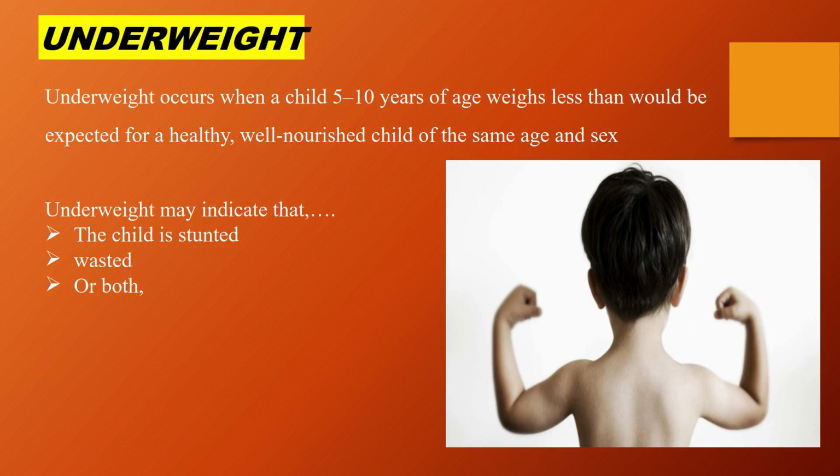Underweight occurs especially in the age group of 5 to 10 years, where the child weighs less for their age. That means, as per the age, the weight of the child is less, and you can compare the weight of a child of that age group to a similar age group child who is healthy and well nourished.